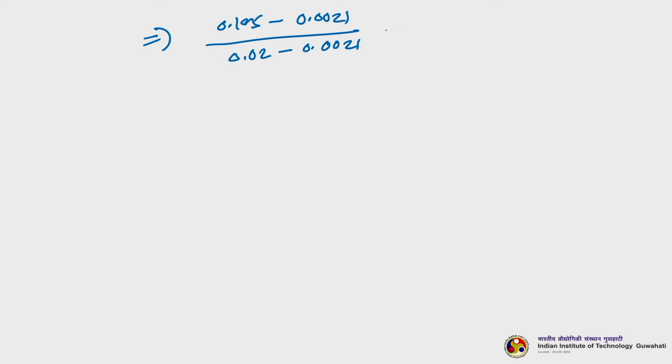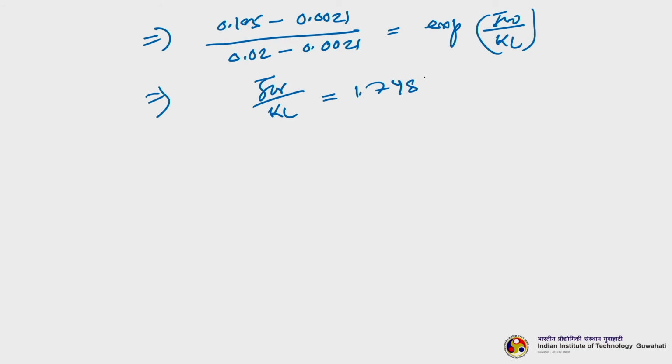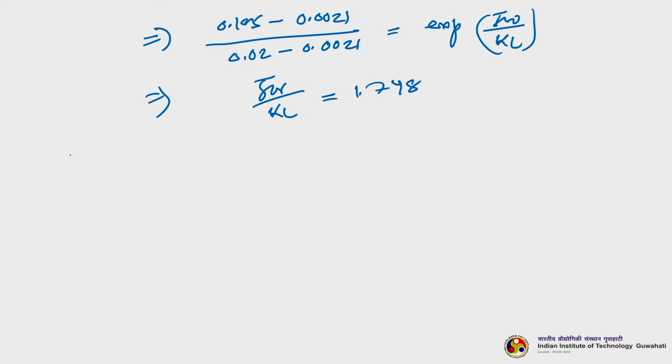So, let us substitute the values: (0.105 minus 0.0021) divided by (0.02 minus 0.0021) equals exponential to the power of Jw by Kl. So, from here we can write Jw by Kl equals 1.748, taking ln of this. Now we have to calculate the effective driving force.